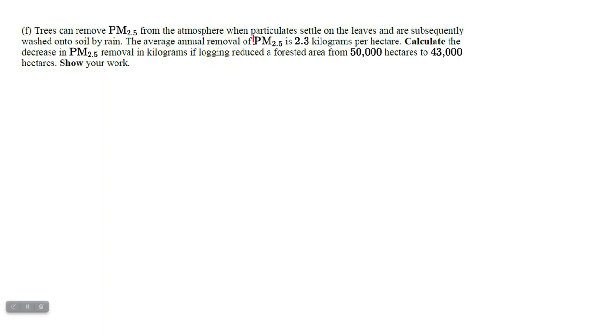And they give you a figure that the trees are removing approximately 2.3 kilograms per hectare of forest. Hectare is a unit of area, it's just metric system, but notice you don't need to actually know how big a hectare is to answer this. So they want you to calculate the decrease in particulate matter removal in kilograms if logging reduced a forested area from 50,000 hectares to 43,000.